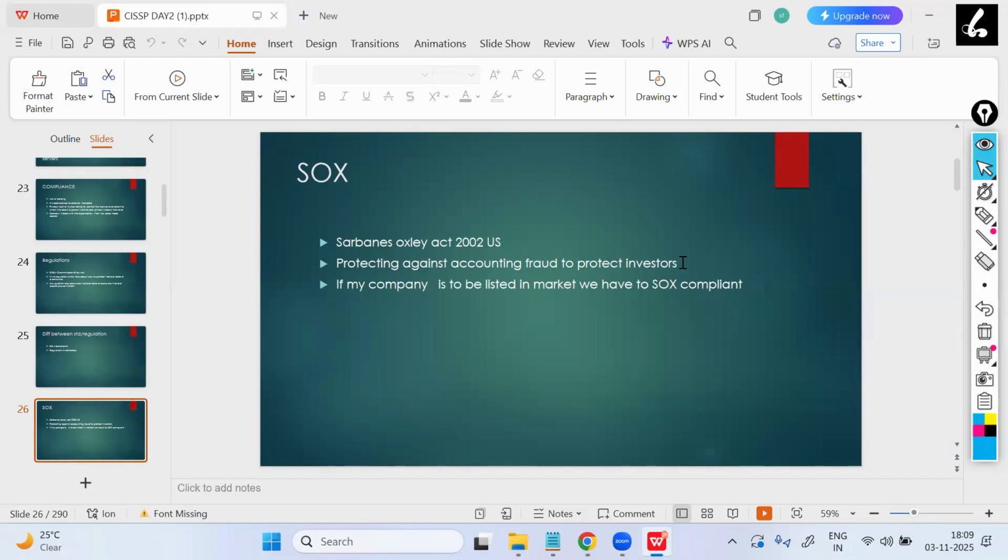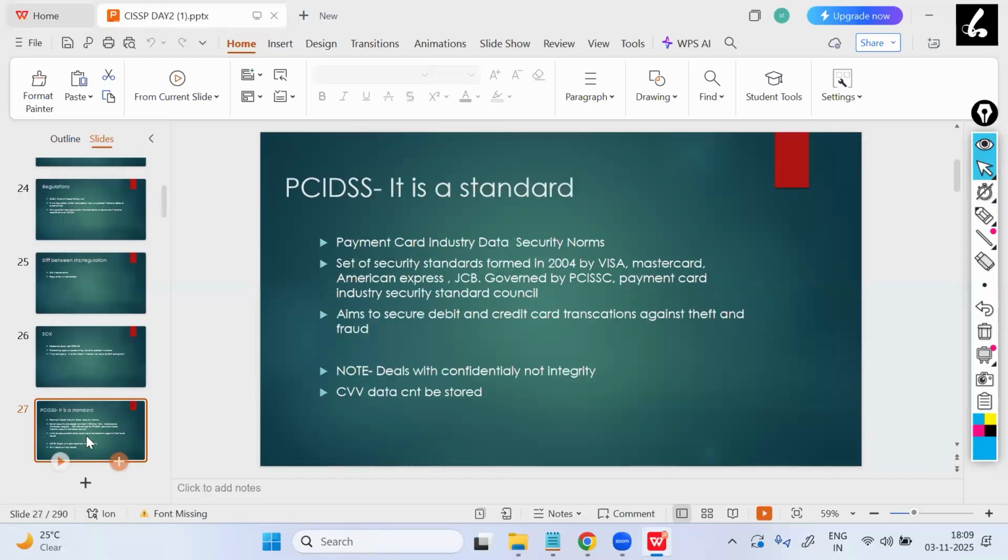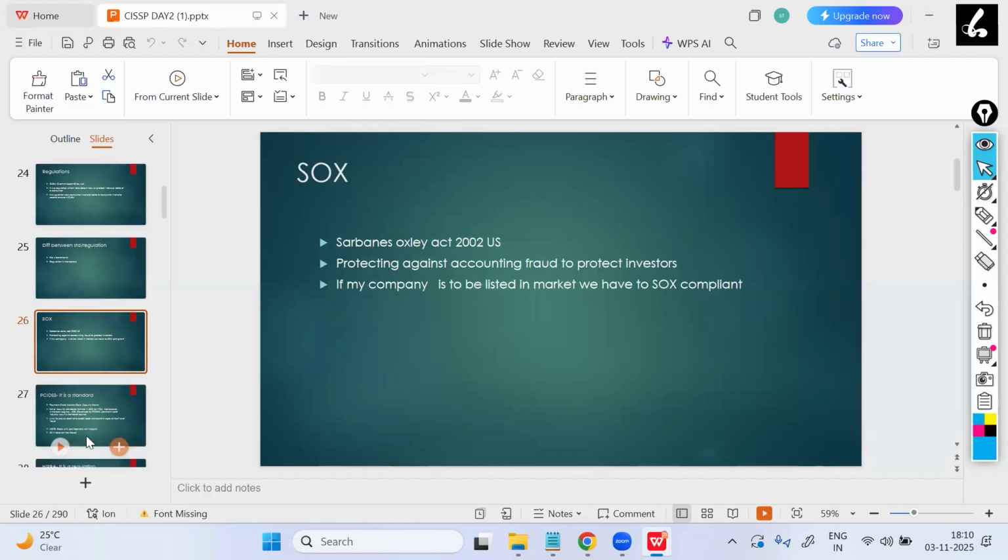As a company, I have to be SOX compliant to be listed in the market, like the stock exchange and all where we list our company, where we go public. So for that, we have to be SOX compliant in US. If we are not, we cannot list our company. And who are the investors? Even a person who is buying a stock in my organization is an investor in my organization. So for all those people, we have this SOX Act.